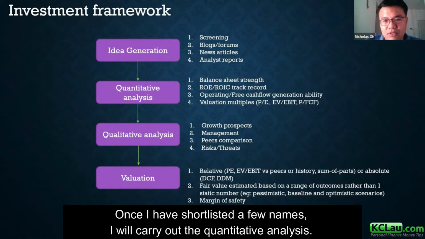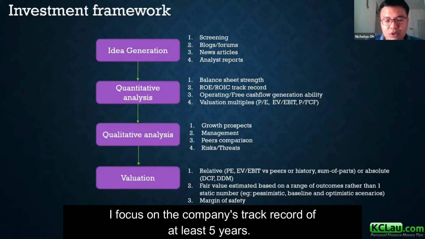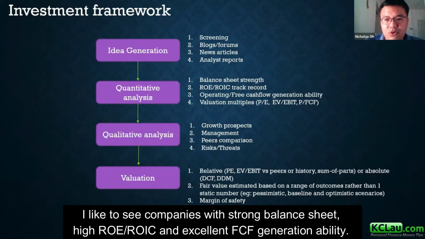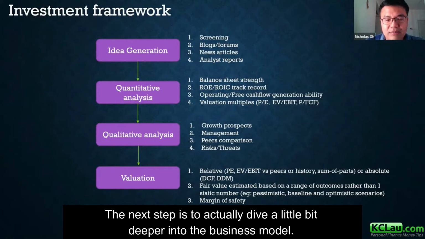Then once I've shortlisted a few names, I will carry out the quantitative analysis. I focus on the company's track record of at least 5 years. I like to see companies with a strong balance sheet, high ROE or ROIC, and excellent free cash flow generation ability. The next step is to dive a little bit deeper into the business model.